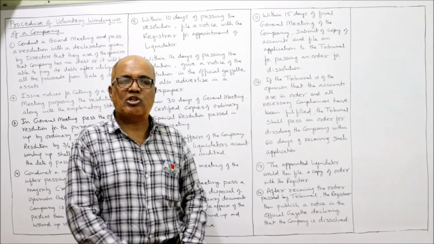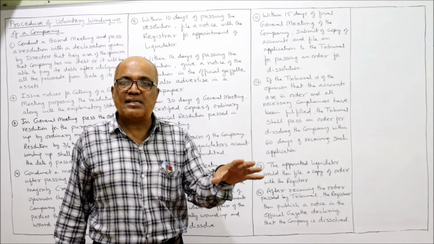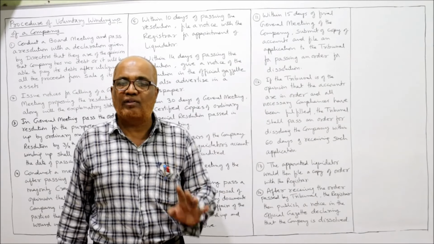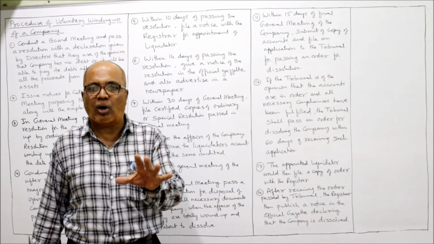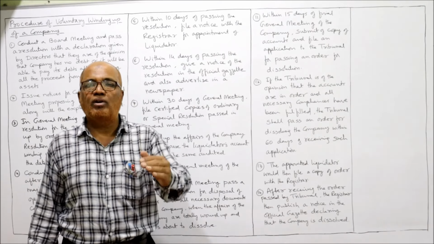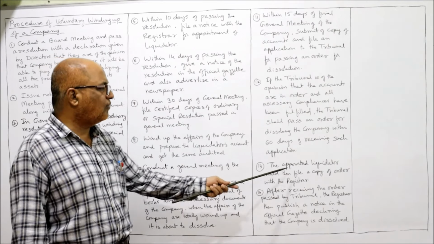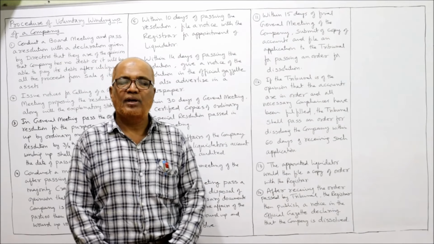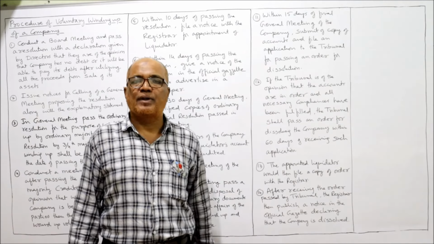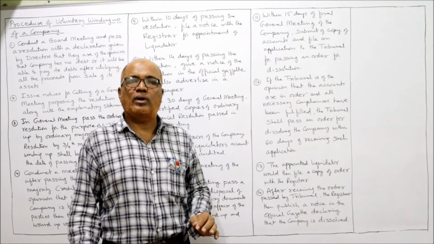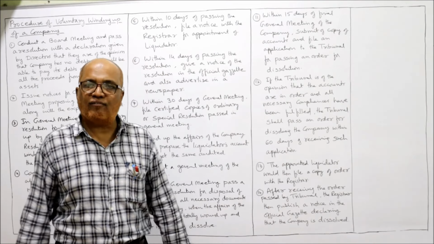So after applying, the tribunal will scrutinize and see that all the compliances have been made in order to dissolve the firm. If the tribunal is satisfied that everything is in order, according to law, it will pass an order for dissolution. Then the appointed liquidator would file a copy of the order to the registrar. The tribunal will give the order to the liquidator, and the liquidator will submit this order to the registrar of companies.